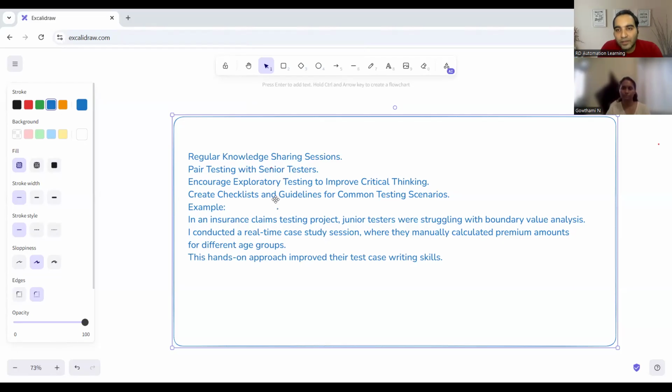And whenever you are answering, you can come up with some kind of a storyline. For example, in your insurance testing project, your junior testers were struggling with the testing techniques to be used, like boundary value analysis or equivalence partitioning, and then you assisted them with some real time things. Test cases were assigned to them in which these testing techniques were used. Initially you helped them with the test data, and then you asked them to come up with their own. So this helped them upgrade their test case writing skills, right? So that's how you can tell this answer.